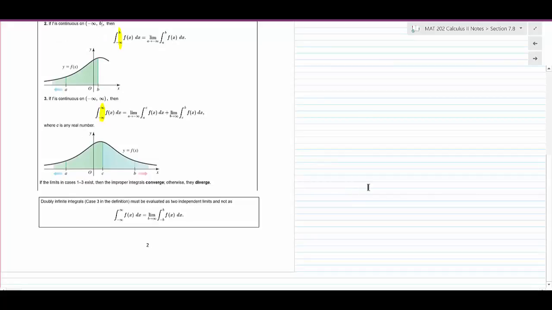Yeah, this is kind of what this is saying. This is kind of important: you can't do this like this. That's the reason why you have to break that up into two limits. You can't just say the limit of infinity and then make that a negative b and a b. It doesn't work that way. So you've got to use two integrals when you do that.